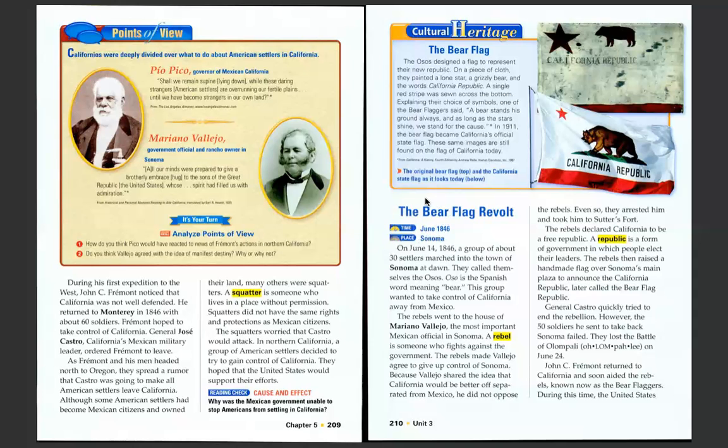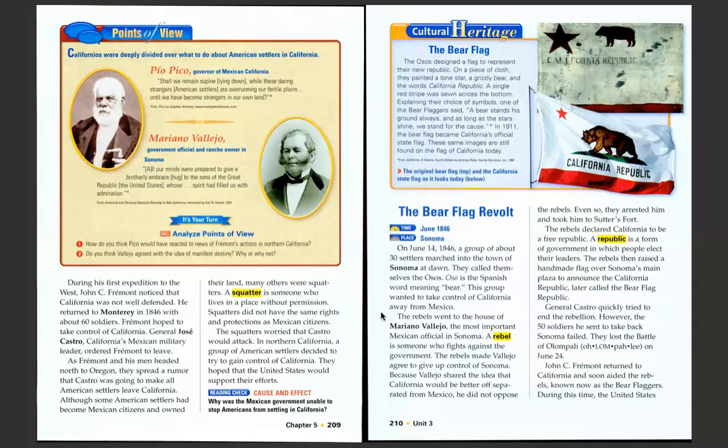Let's keep going on to page 210, the Bear Flag Revolt. On June 14, 1846, a group of about 30 settlers marched into the town of Sonoma at dawn. They called themselves the Osos. Oso is the Spanish word meaning bear. This group wanted to take control of California away from Mexico.